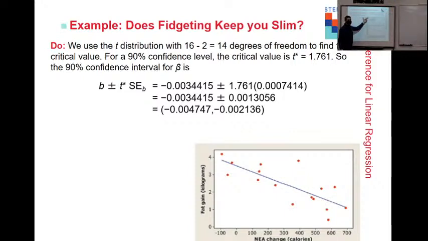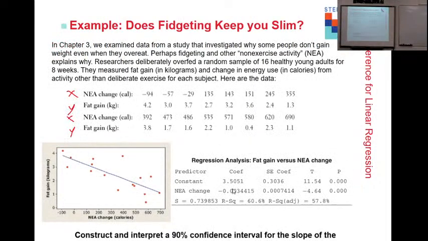This is the slope of the line. This is the standard error, which I can get from the table. You have the table out in front of you. Back here, here's the standard error part for the slope. That's what goes in for standard error.